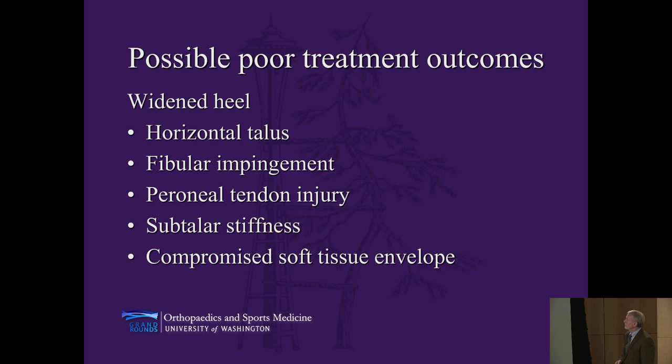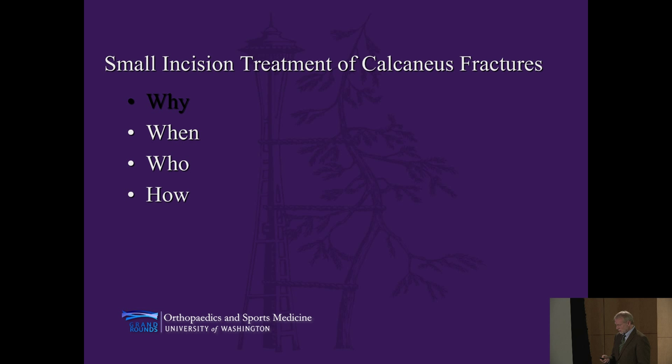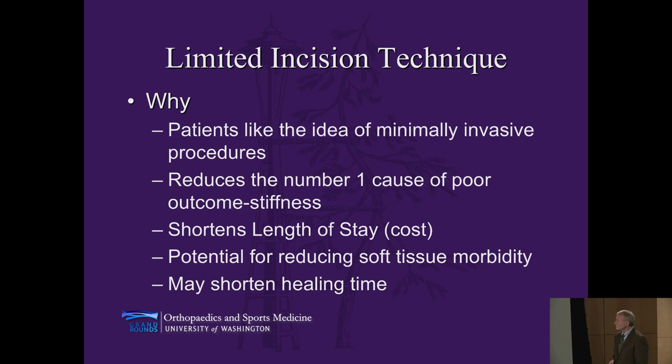The possible treatment outcomes that you get from non-operative care are widened heel, horizontal talus, fibular impingement, peroneal tendon subluxation, and stiffness, and all of those can be managed with a small incision technique. And you get compromised soft tissue, which is the key element for doing the small incision technique. So we've covered why to do it. We'll also go over when, who, and how very briefly.